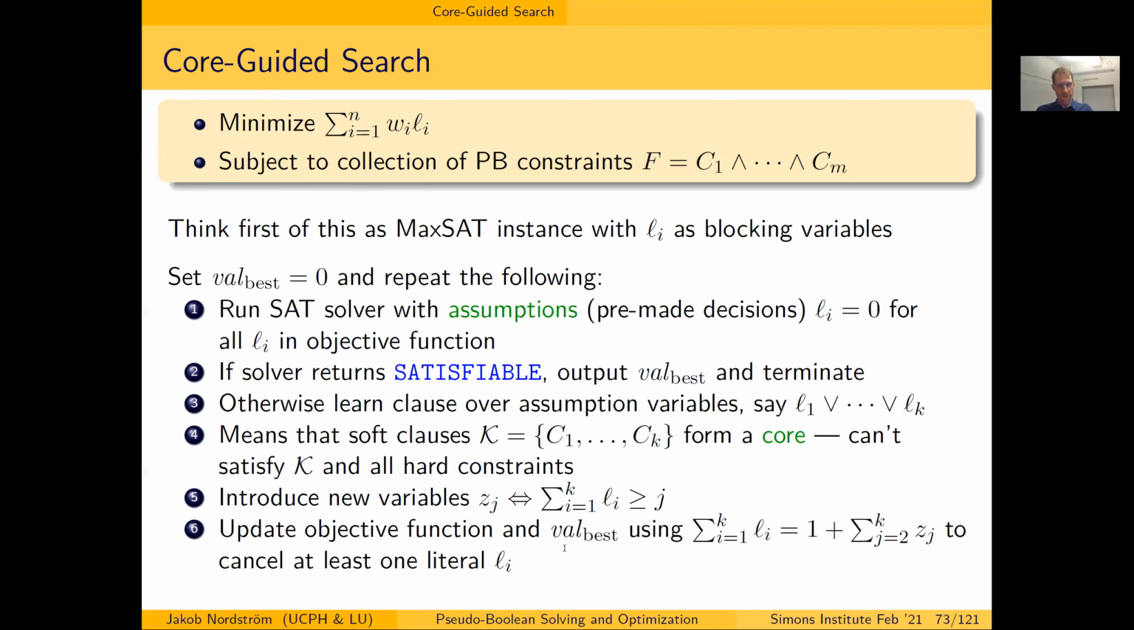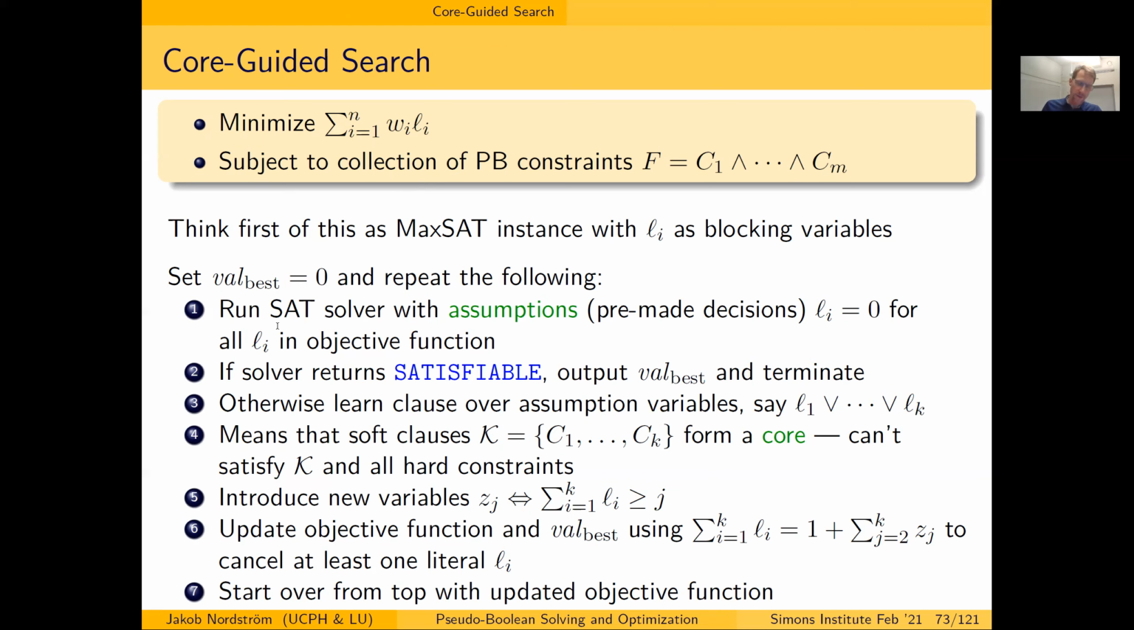So this is going very fast and I'm not explaining it very well, but we'll do an example shortly, a more general pseudo-Boolean optimization example. So bear with me for a minute. The important thing is that in some way we can introduce these new variables which have the intended meaning that the sum of L1 up to Lk is equal to 1 plus the sum of Z2 up to Zk. And then we can use this equality to rewrite the objective and get an updated lower bound estimate.